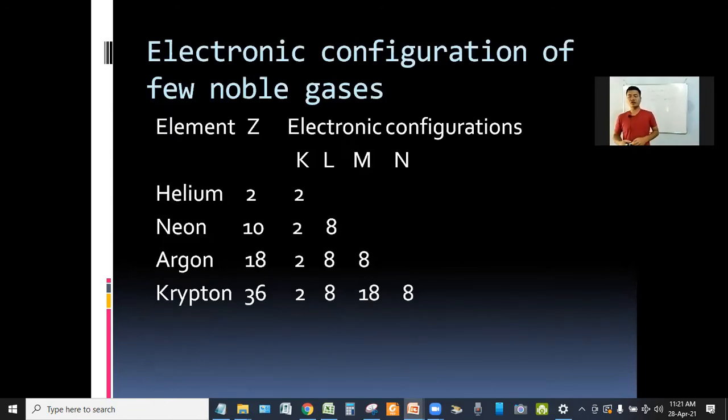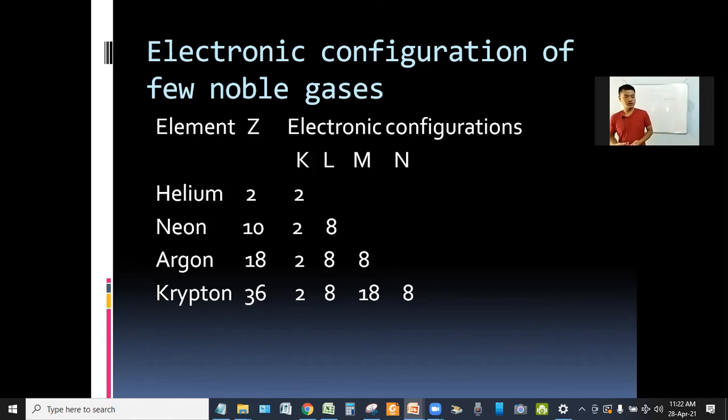Now let's see the electronic configuration of a few noble gases. First, we have the element, Z is the atomic number, then the electronic configuration and the shell names K, L, M, N. First, we have helium. Atomic number is 2 and the electronic configuration is 2. Next, we have neon. Atomic number 10, electronic configuration 2, 8. Argon, atomic number 18, electronic configuration 2, 8, 8. And next, we have krypton. Atomic number 36, electronic configuration 2, 8, 18, 8.